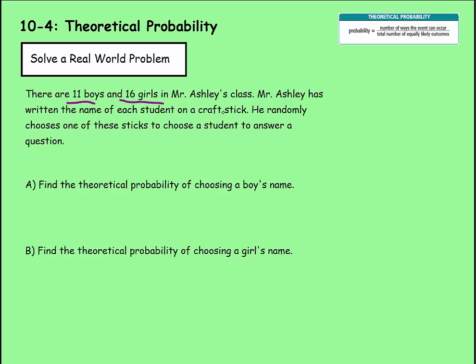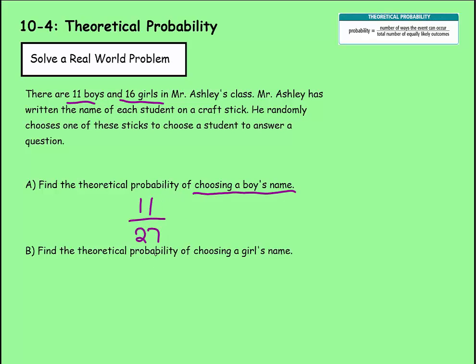So since they're all on a craft stick, that makes them all equally likely. And he could choose either the boys or the girls. So we have to add that together to find the total amount of outcomes. So 16 plus 11 is 27. So there's a total of 27 craft sticks with names on them. And we're looking for the event of choosing a boy's name. So there's 11 total ways that could occur. So this is the theoretical probability of choosing a boy's name, 11 over 27.